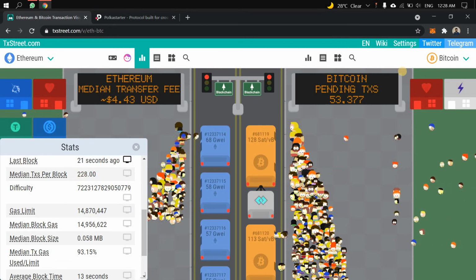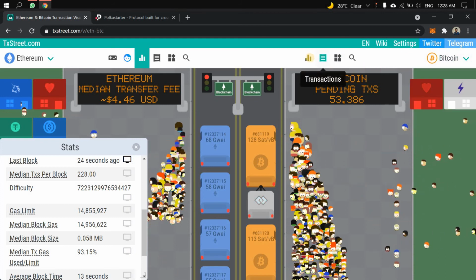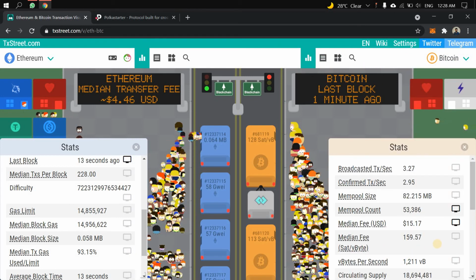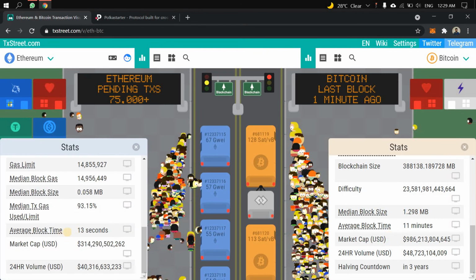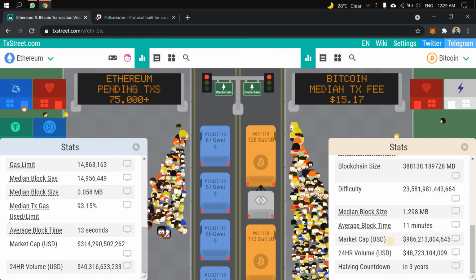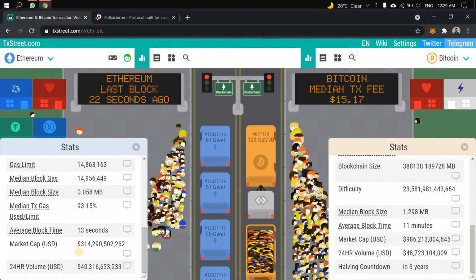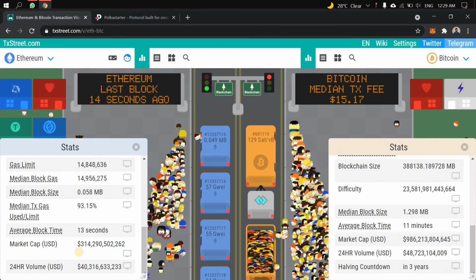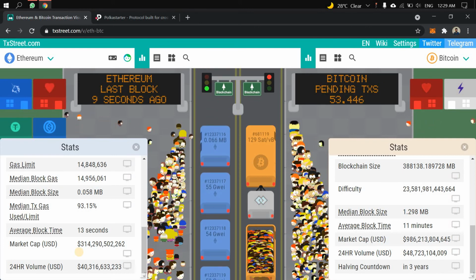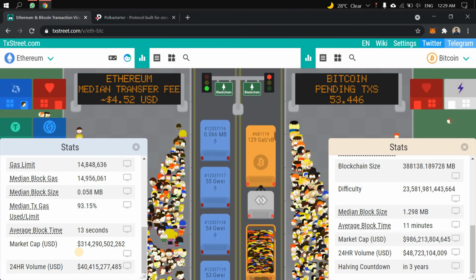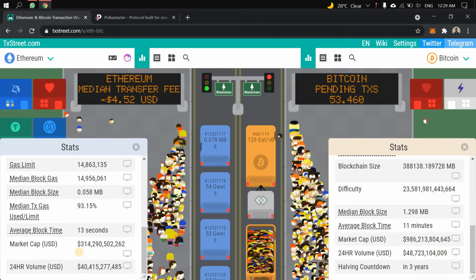The last block was mined just 20 seconds ago. And if you want to see the same thing in Bitcoin, it will be more than 10 minutes. Yeah, 11 minutes, correct. Average block time is just 13 seconds here, and there it is 11 minutes, and that is the consensus mechanism difference followed by the Ethereum and Bitcoin blockchains. These are all things that we have already discussed in our blockchain fundamental concepts.